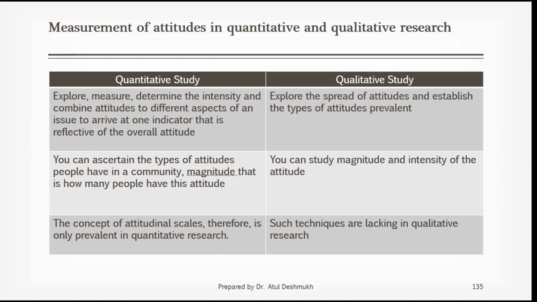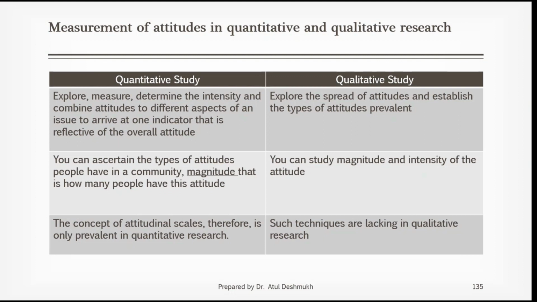When you want to measure attitudes in qualitative research, it will measure the spread, not the intensity. Intensity, with the help of a parameter, is measured in quantitative research. The spread of that particular attitude is measured in qualitative research. Apart from measuring the spread of attitude, it will also determine what the prevalent attitude is: whether a positive attitude is prevalent, whether a negative attitude is prevalent, whether that experience was positive or negative, or a neutral experience for that particular population. So a qualitative attitude study explores the spread of attitude along with the type of attitude that is prevalent.